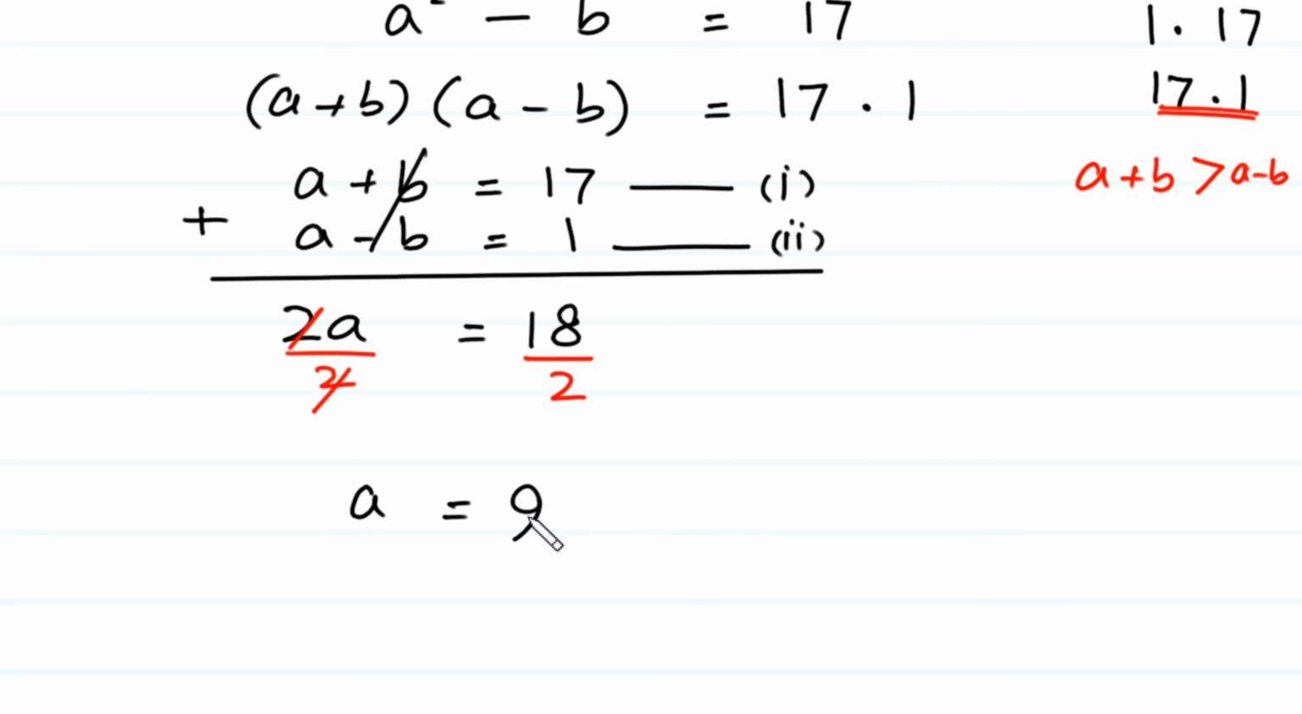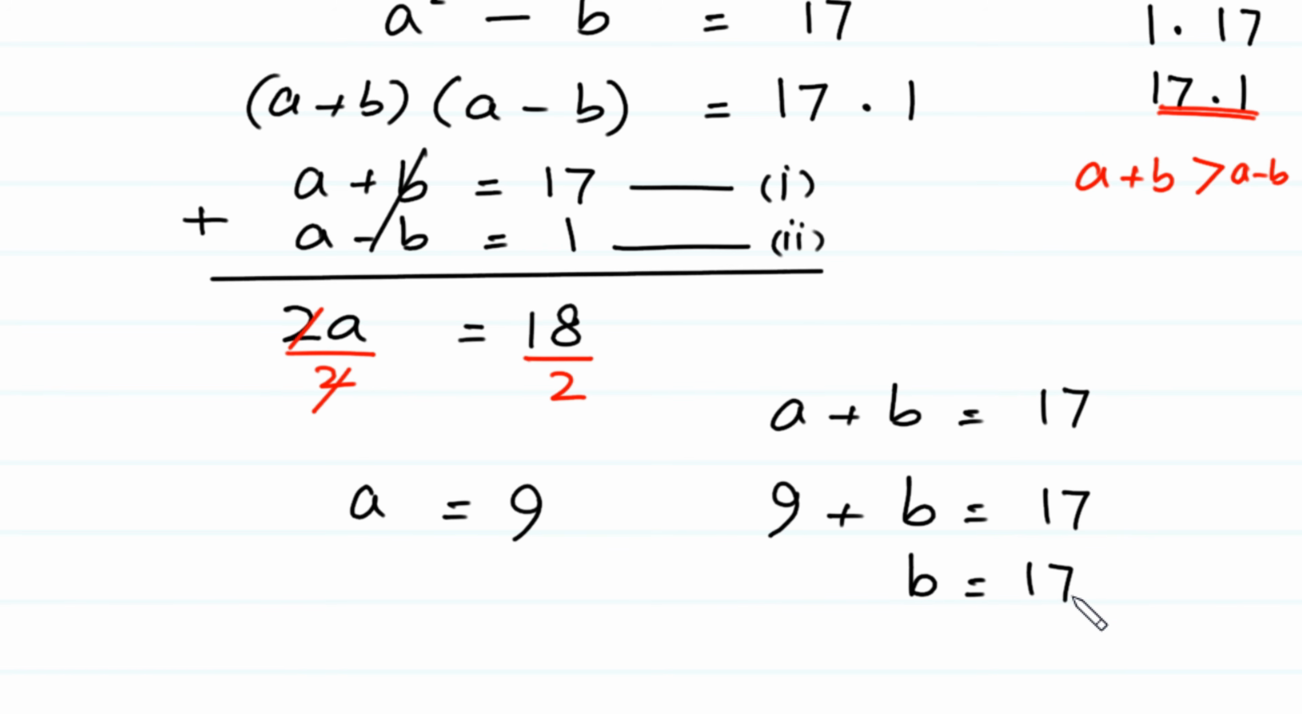Now to find the value of b, we put this value of a in equation 1. Equation 1 is a plus b is equal to 17. We put here the value of a, 9, plus b is equal to 17. b is equal to 17, and this plus 9 becomes negative 9 at right side. b is equal to 17 minus 9, 8. Now we have the value of a, 9, and the value of b, 8.